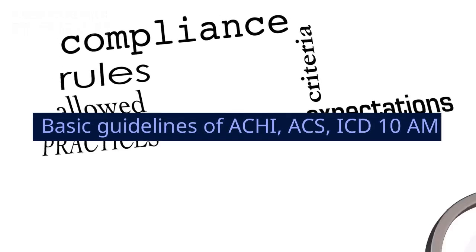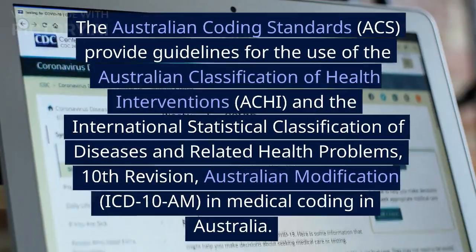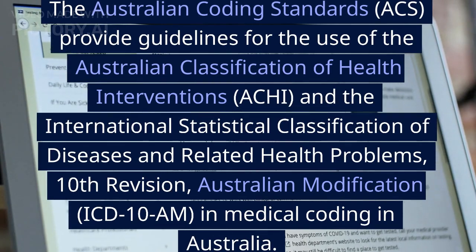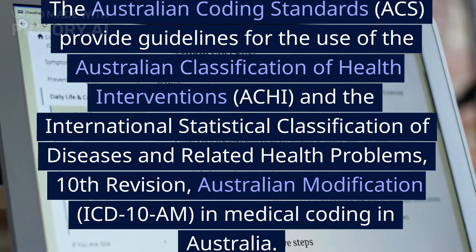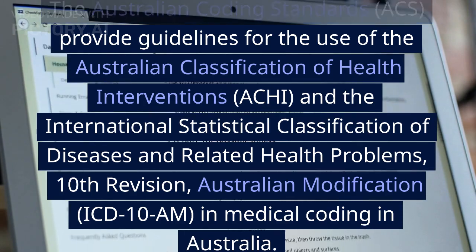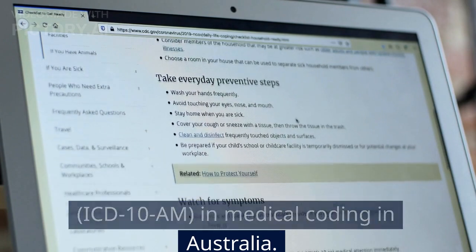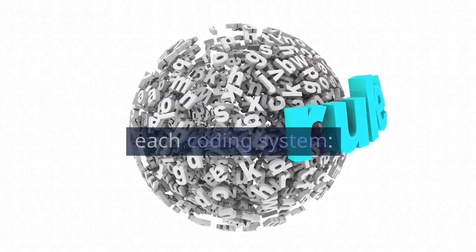Basic guidelines of ACHI, ACS, ICD 10AM. The Australian Coding Standards, ACS, provide guidelines for the use of the Australian Classification of Health Interventions, ACHI, and the International Statistical Classification of Diseases and Related Health Problems, 10th revision, Australian modification, ICD 10AM, in medical coding in Australia. Here are some of the key guidelines for each coding system.